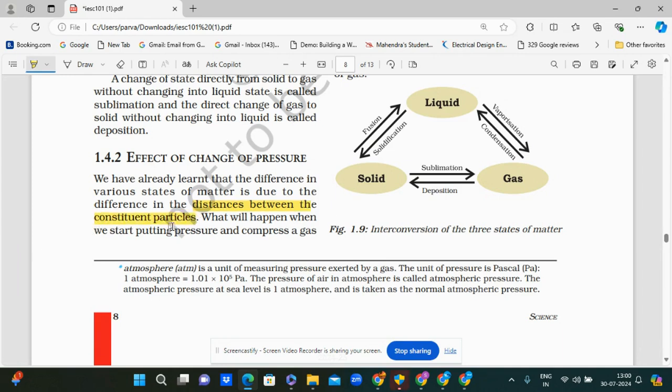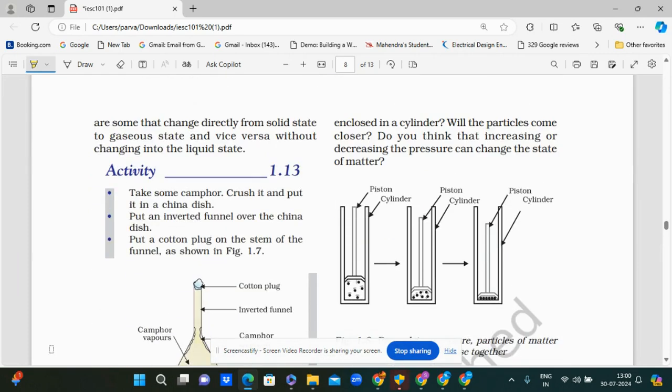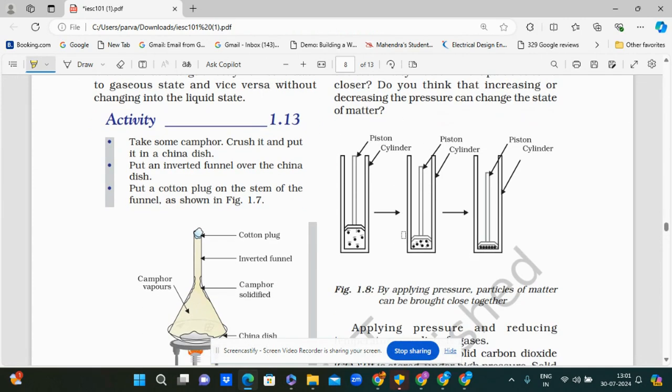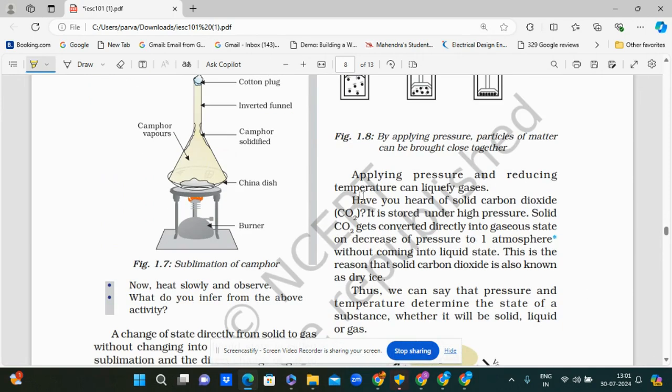What will happen when we start putting pressure and compress a gas enclosed in a cylinder? While the particles come closer, do you think that increasing or decreasing the pressure can change the state of matter? Yes, let us see here. By applying pressure, particles of matter can be brought close together, right? So, applying pressure and reducing the temperature can liquefy gases. That's why our LPG cylinders, oxygen cylinders, nitrogen cylinders are carried in the form of liquefied gases. When you increase the pressure and reduce the temperature, the particles come close together. So gaseous particles are converted into a liquid, so it is easy for us to carry.